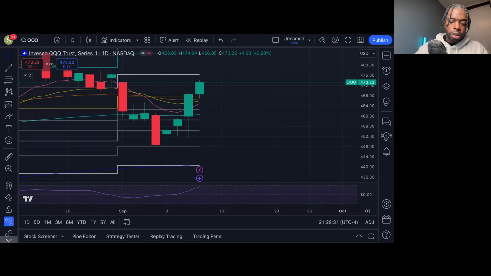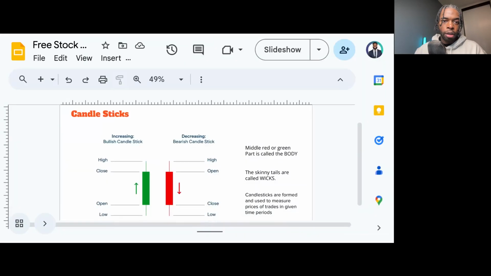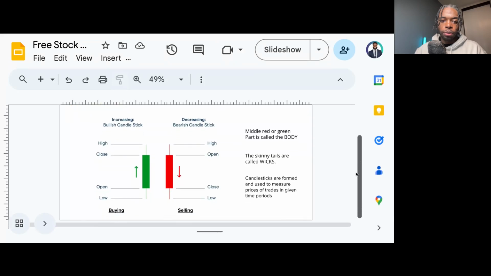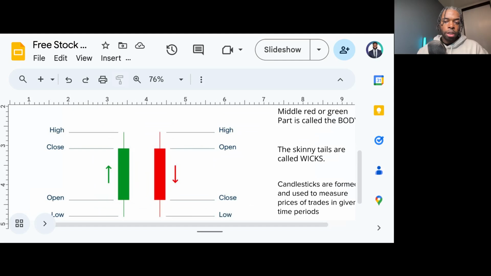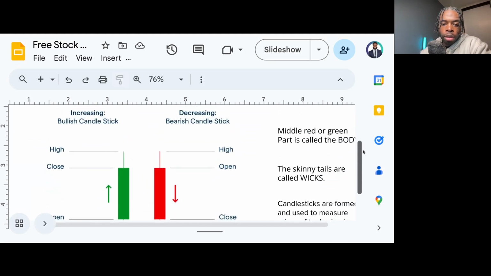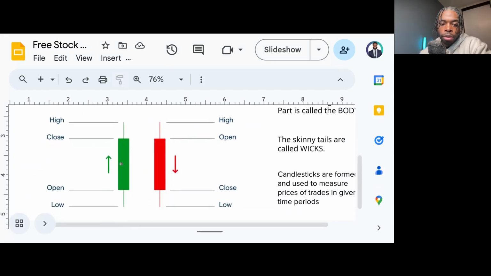So I wanted to show a basic image of candlestick charts and what they do. When you're looking at a green bar, we start here on the left-hand side. These are called Japanese candlesticks. The middle part is called the body. The top and bottom skinny parts are called wicks, or tails, and together they form what's called a candlestick. Green is telling us that price is moving from low to high, so price is going up. Red is telling us that price is going down.